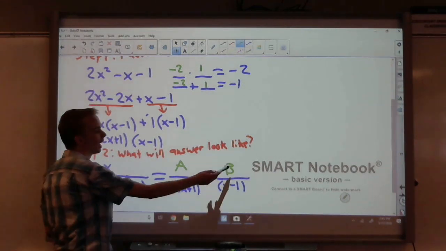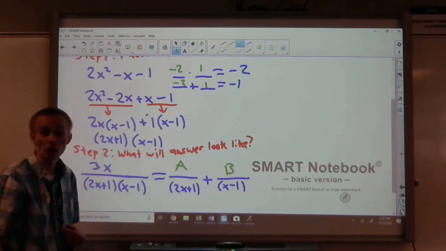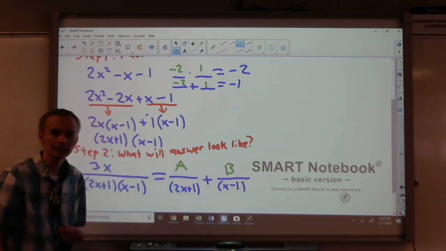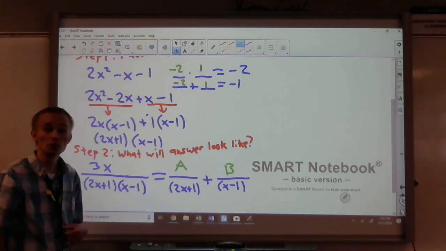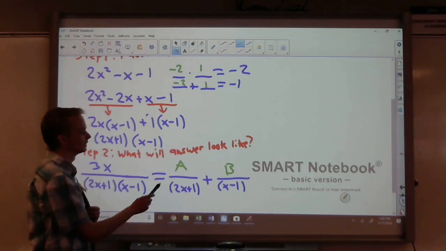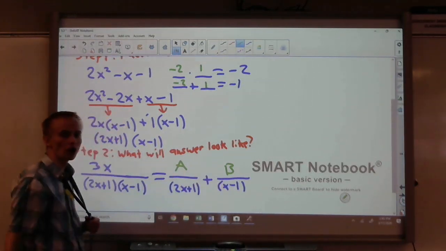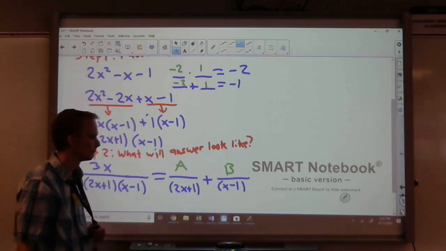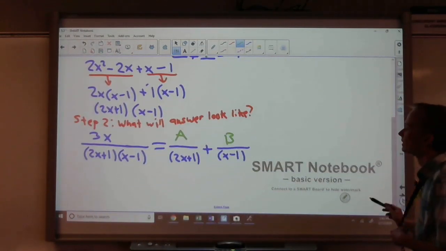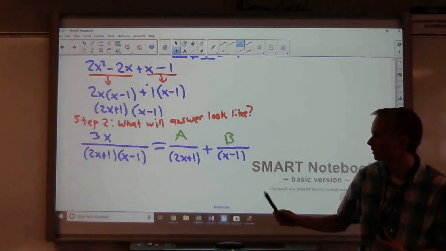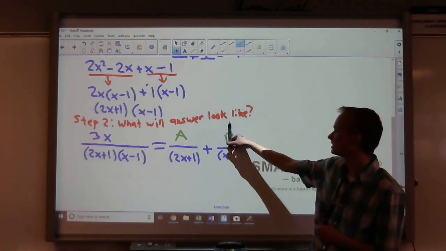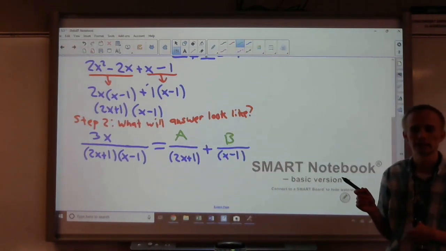Now, these stand for numbers that I'm not sure what they are, okay? On some other problems, what goes on top can get a little bit more complicated, but we'll cover that soon, okay? For right now, all you need to know is that there will be a number on the top of both of these, okay? So this is what our final answer should look like, right? It's some number divided by 2x plus 1, and then some number divided by x minus 1, okay?